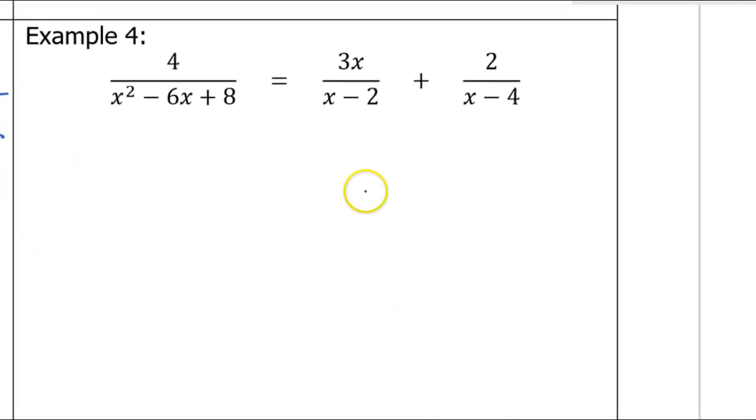Okay, moving on to example 4. Who is squeaking, man?